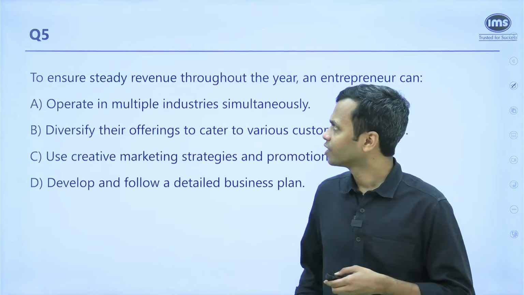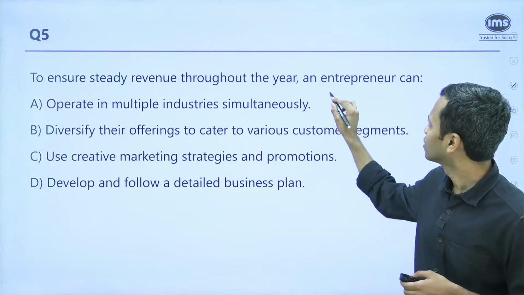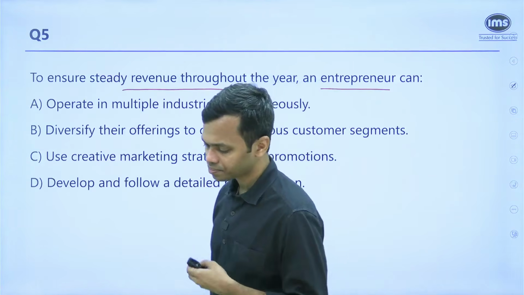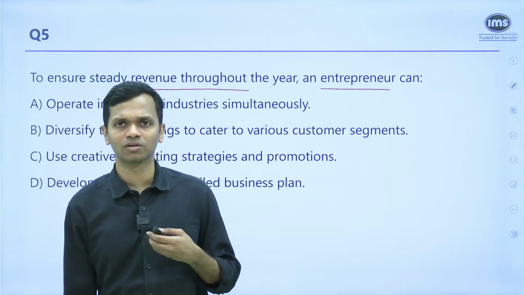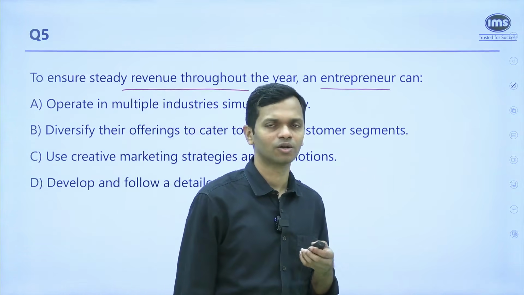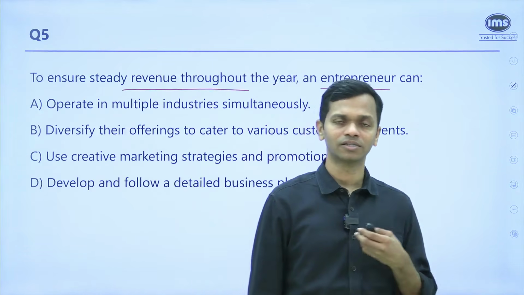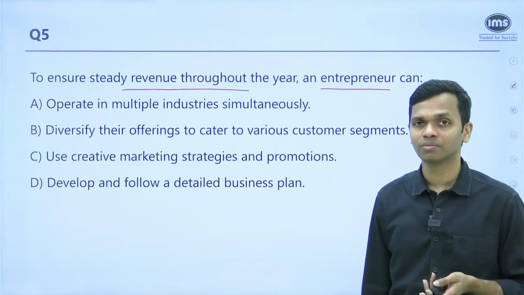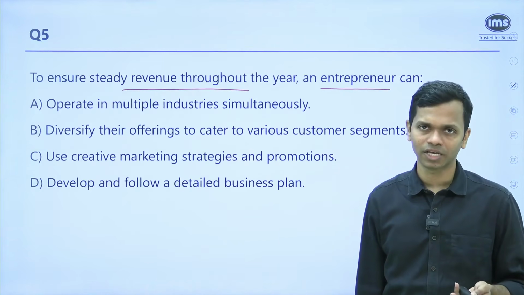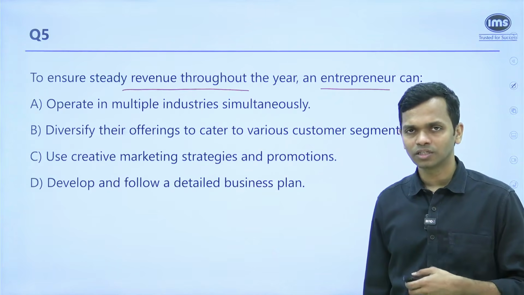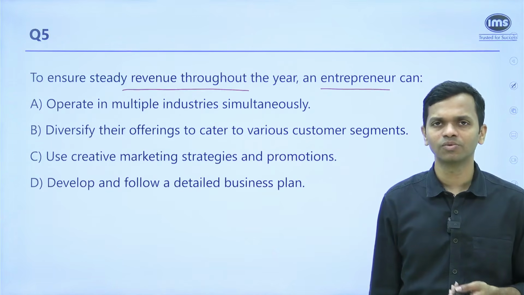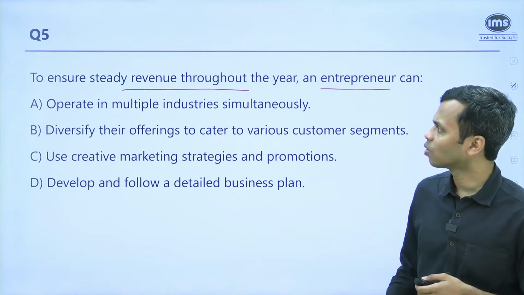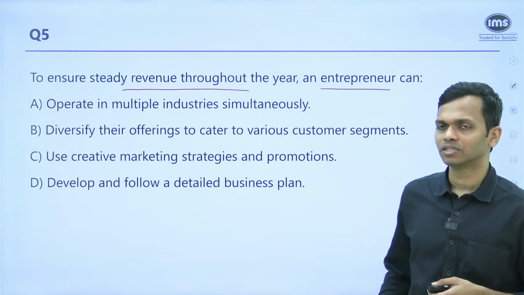Moving to question 5, to ensure steady revenue throughout the year, an entrepreneur can do what? Now, there are some businesses which will continue to have steady business. They are not affected by, let's say, the season or any sort of cyclicity. But there will be some businesses that have cyclicity. So such entrepreneurs or businesses will have to take some measures to ensure that they have steady revenue. First is operate in multiple industries simultaneously.